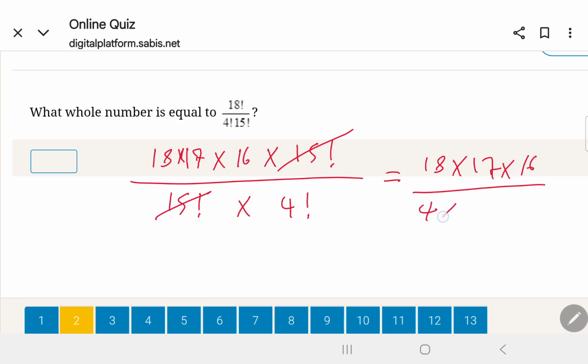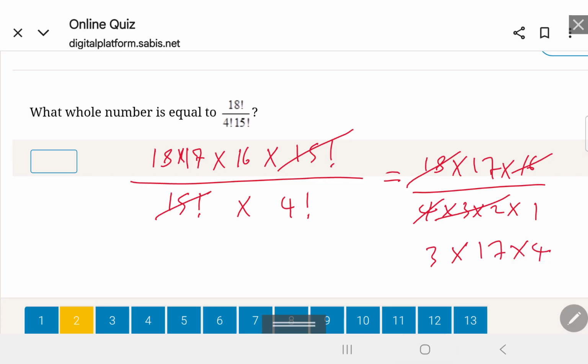4 factorial is 4 times 3 times 2 times 1. Then you can start simplifying. 18 and 3 times 2 is 6. You can cancel it to get 3. 16 and 4 is 4. So times 17 times 4. You multiply these, you get the answer.